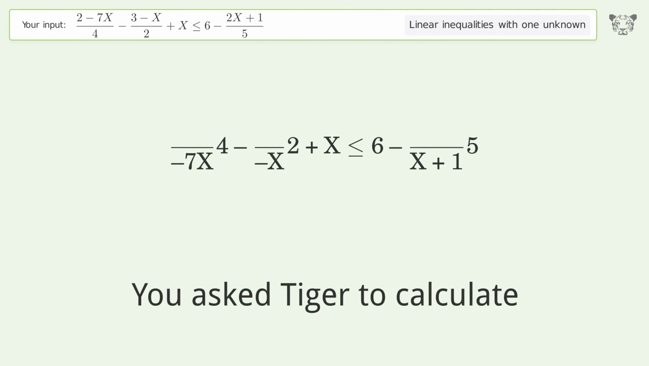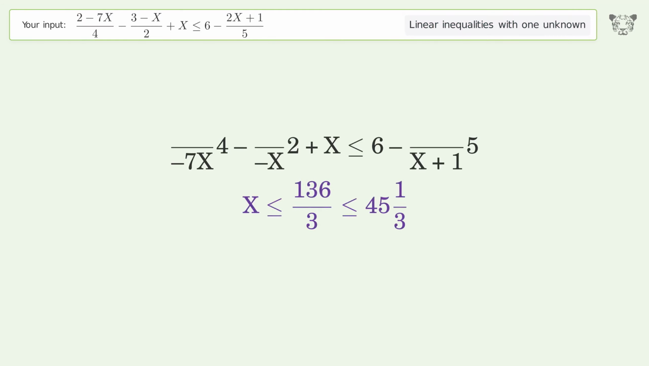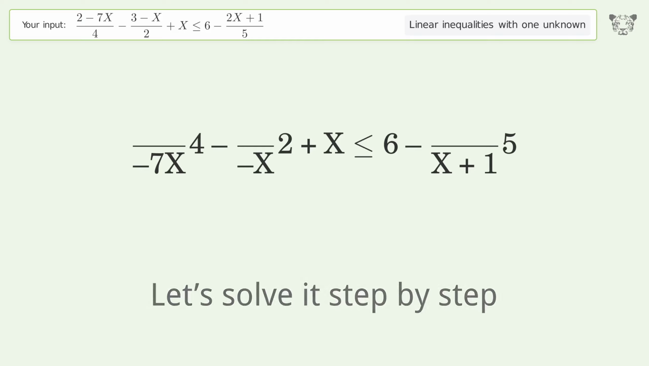You ask Tiger to calculate. This deals with linear inequalities with one unknown. The final result is x equal or smaller than 136/3 equal or smaller than 451/3. Let's solve it step by step.